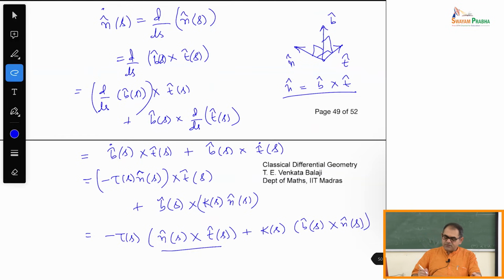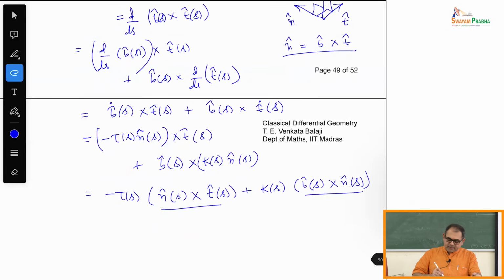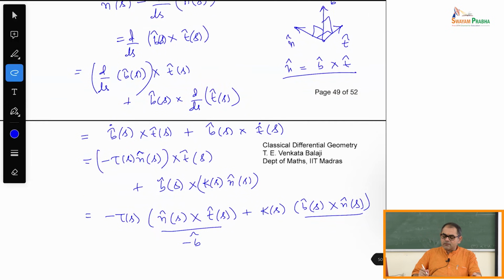You see, n cross t. N cross t is going to be minus b, right? And b cross n is going to be plus t cap, okay, plus t. So this is minus b cap, and n cross t is minus b, right? And b cross n is what?